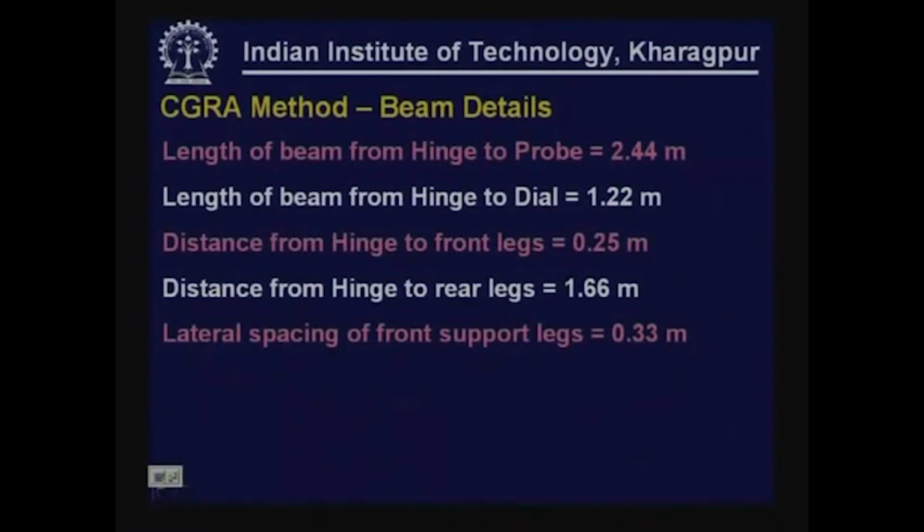The salient features of the beam are: the length of the beam from hinge to probe point is 2.44 meters. The length of the beam from hinge to dial is 1.22 meters. The distance from the hinge to the front legs is 0.25 meters. The distance from the hinge to the rear legs is 1.66 meters. The lateral spacing between the two front legs is about 0.33 meters.